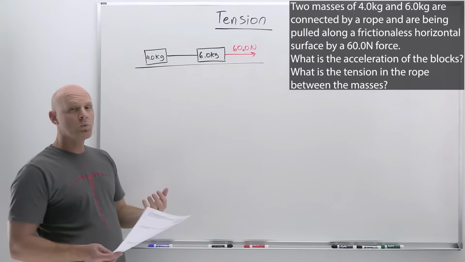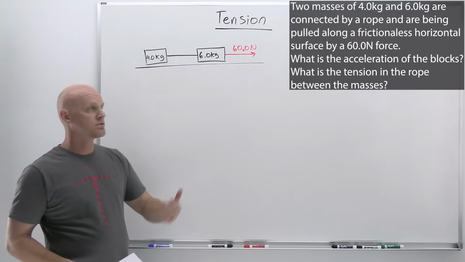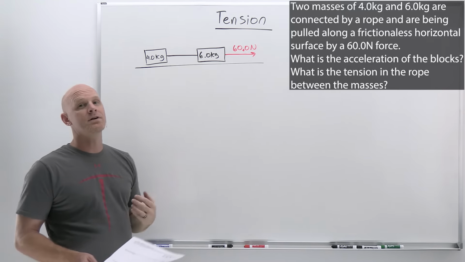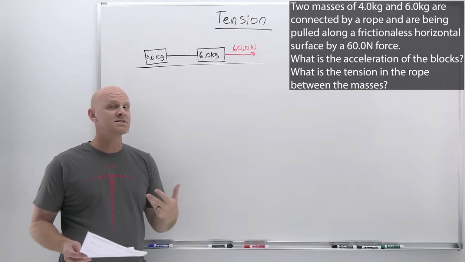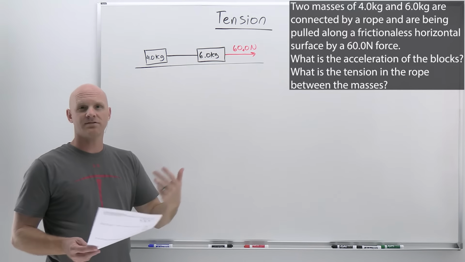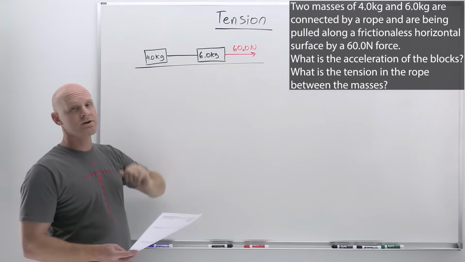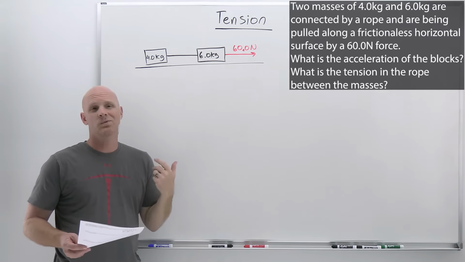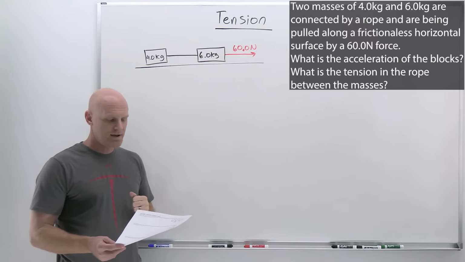Now, notice it asks, what is the acceleration of the blocks? Well, they're attached by a rope, and as long as that rope remains taut, they're going to move together and therefore accelerate together, and they're going to experience the same acceleration. So that's why I didn't have to ask individually, but it could have said, what's the acceleration of the 4 kilogram box, or what's the acceleration of the 6 kilogram box? It would not have mattered. They have the same acceleration.